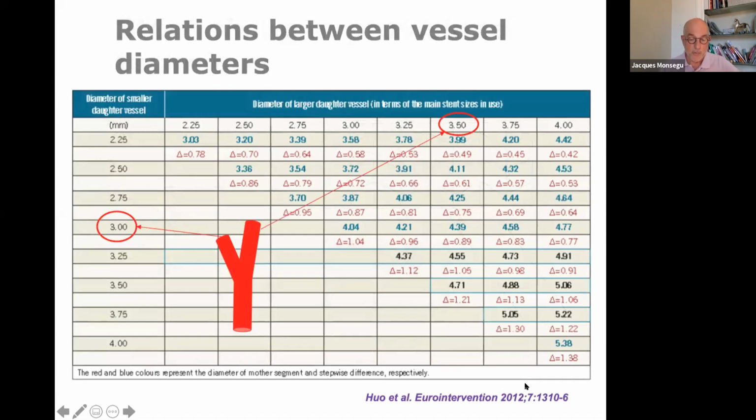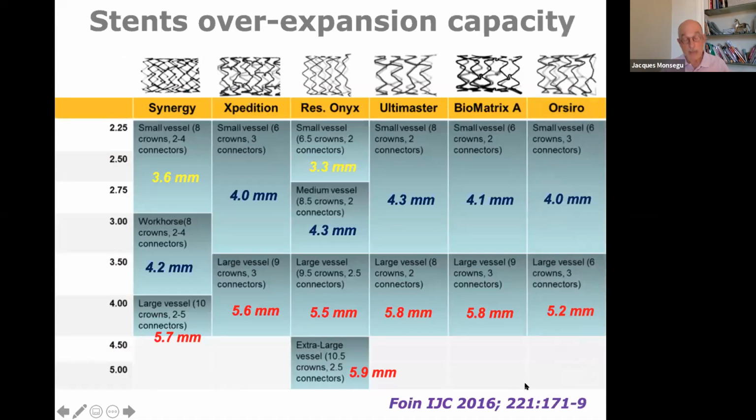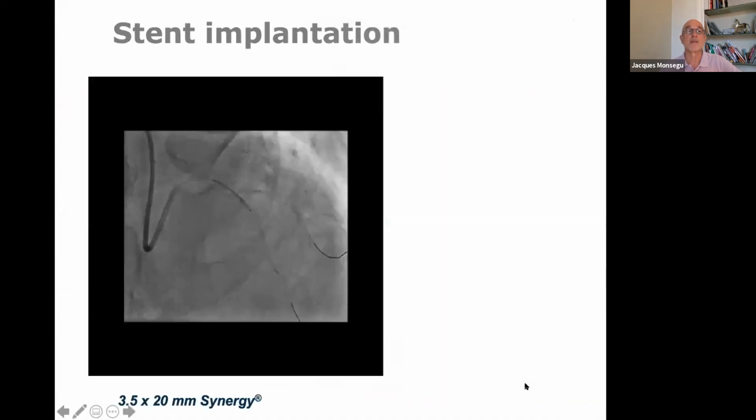On this table, you find the relation between vessel diameters. In our case, you see on the left the diameter of the diagonal, probably 3.0. The distal LAD is around 3.5 millimeters, and so the main branch is around more than 4 millimeters. So don't forget also to know the stent overexpansion ability in your choice. All the platforms are not equal, and you have to choose the right platform to assess your procedure.